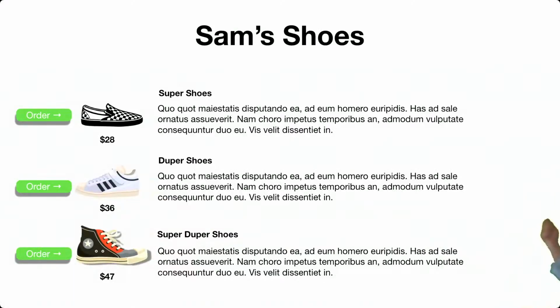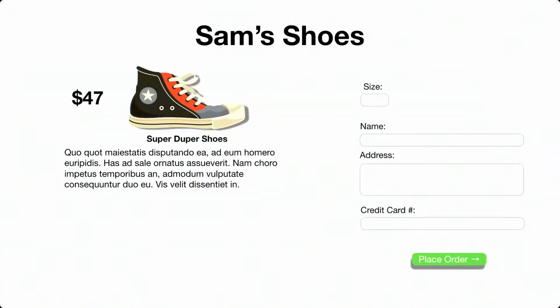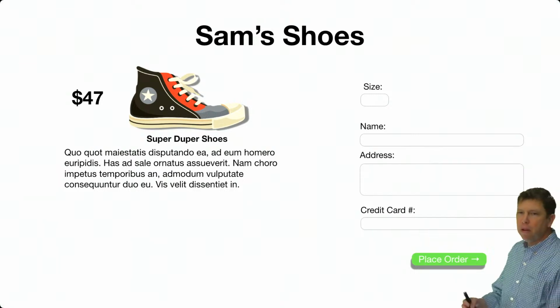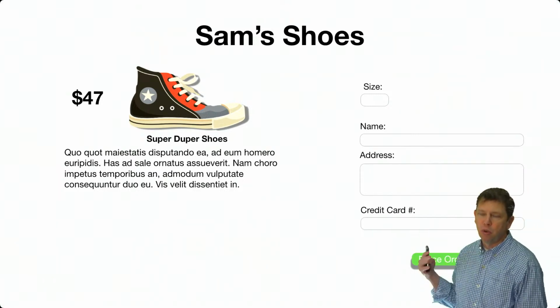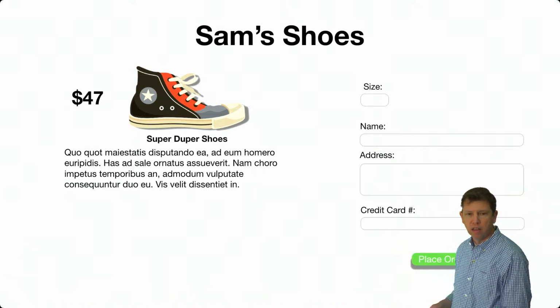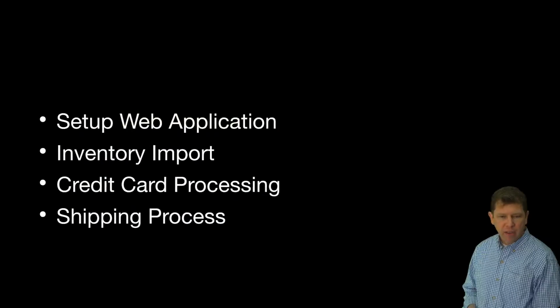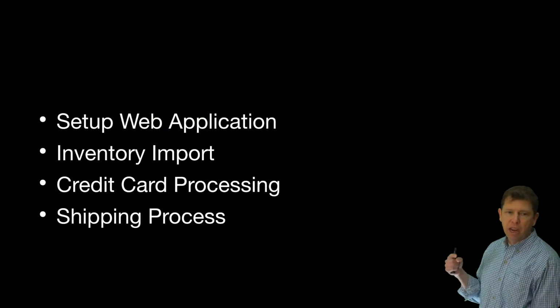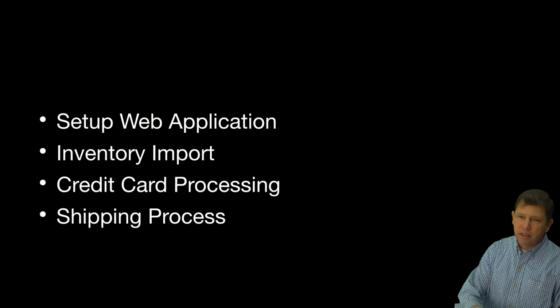Or you've got Sam's shoes, and you've got all the shoes listed out. You click to order it. It takes you to a page where you put the size, your name, your address, and a credit card, and it places the order. Okay, that's probably the simplest way we can come up with to actually order shoes online. The simpler thing might be just put the entire inventory online. But to get this up and running, we're going to have to set up the web application, inventory, get the inventory synced somehow.